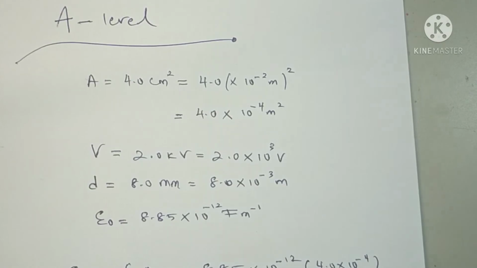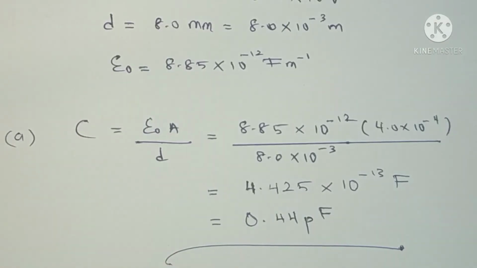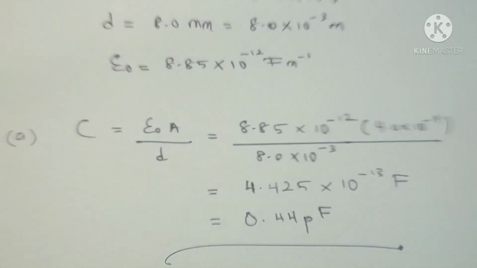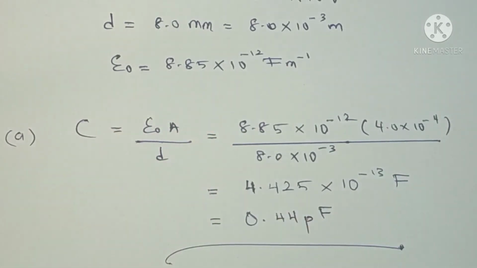This is the solution for A, where C equals epsilon naught times A per D. We are going to substitute all the values accordingly into this formula to get the capacitance of the capacitor, which equals 0.44 picofarad, or 4.425 times 10 to the power of negative 13 farad.